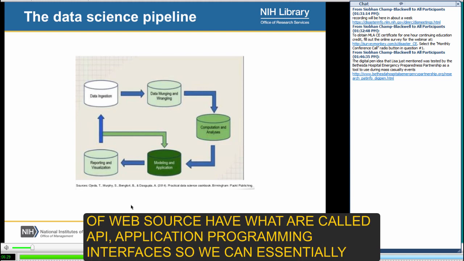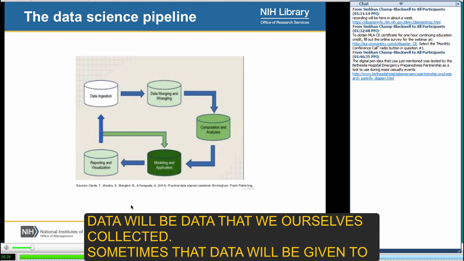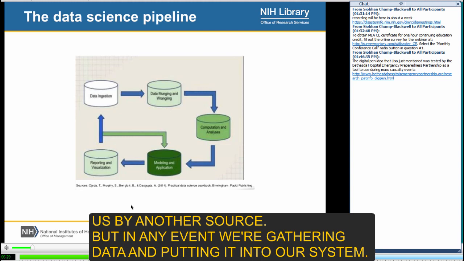This may involve gathering it from several different web sources. A lot of web sources have what are called APIs, application programming interfaces, so we can essentially write code that will go out and find data that meets the criteria we're interested in. Sometimes that data will be data that we have ourselves collected. Sometimes that data will be given to us by another source. But in any event, we're gathering data and putting it into our system.